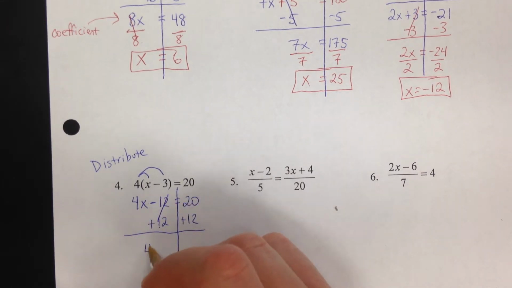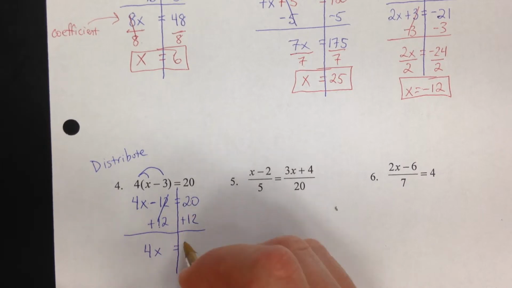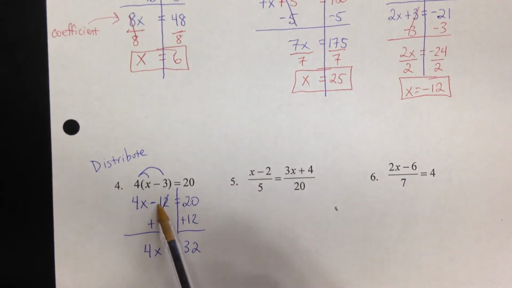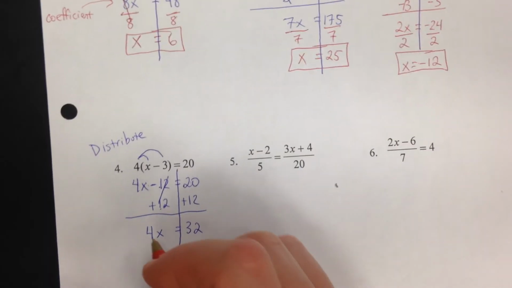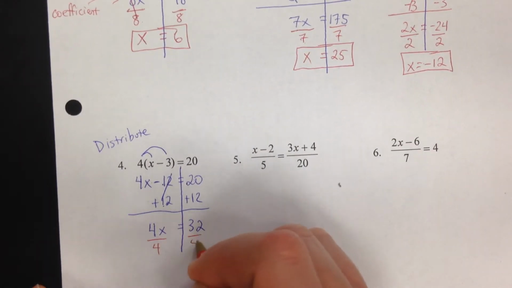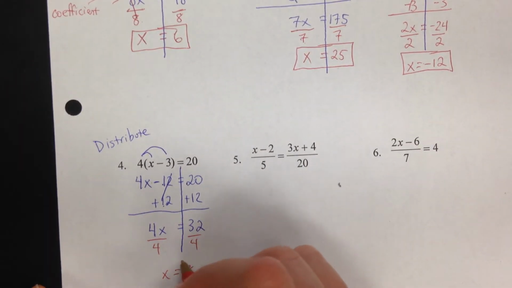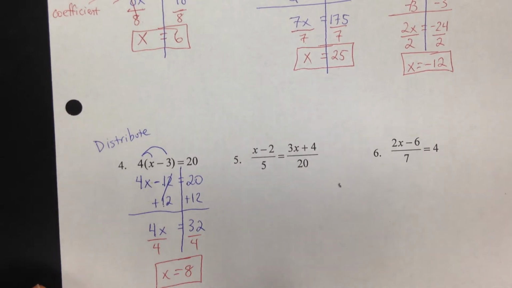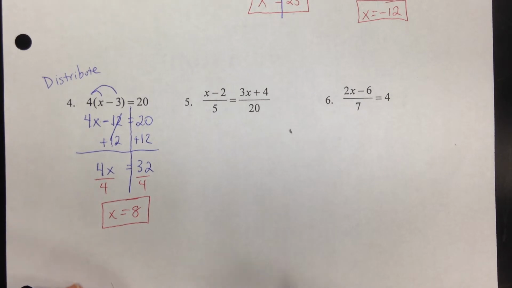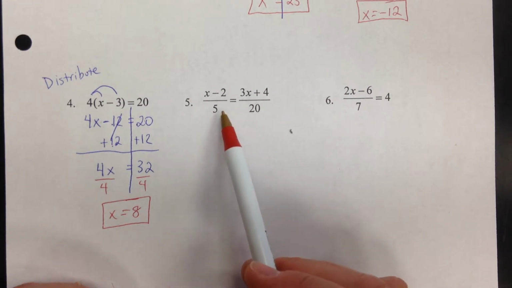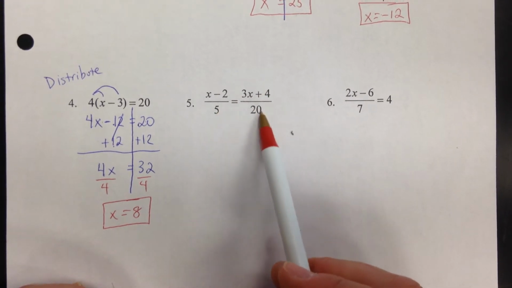So we get 4x equals 32. The negative 12 plus 12 is 0. That's why I don't write it down. 4 times x is 32. To undo that, let's divide both sides by 4. We get x is equal to 8. And that's a good answer. Again, I could check it, but I can tell you it's going to work. All right, number 5, you have a fraction equal to a fraction.